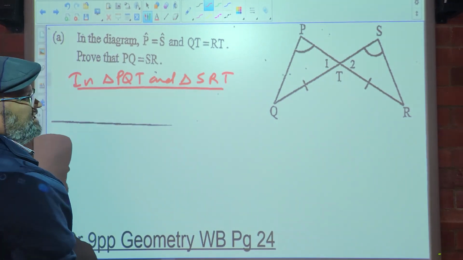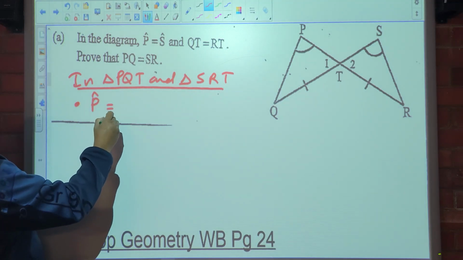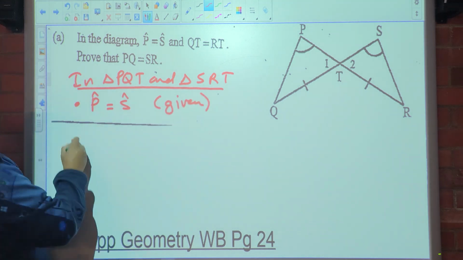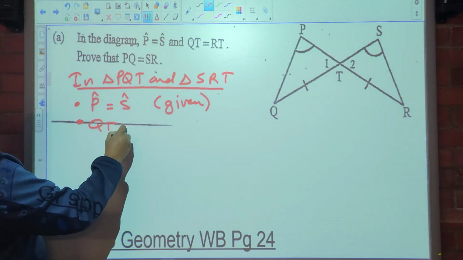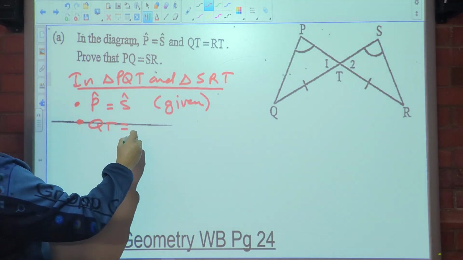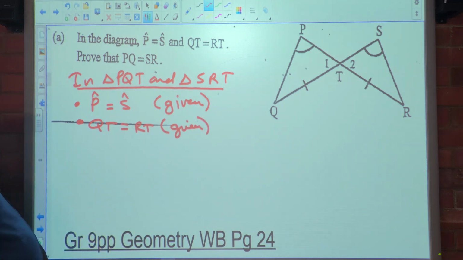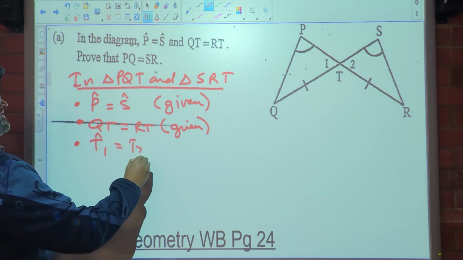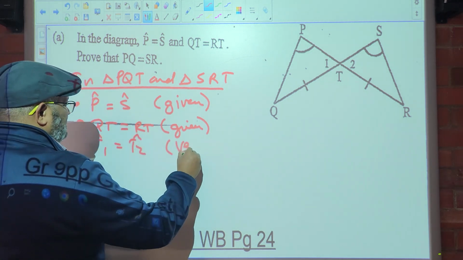What can we say about those two triangles? Angle P is equal to angle S. Why? Given. Next, QT is equal to RT. Why? Given. So now I just need one side, one angle. T1 is equal to T2. And the reasoning? Vertically opposite.